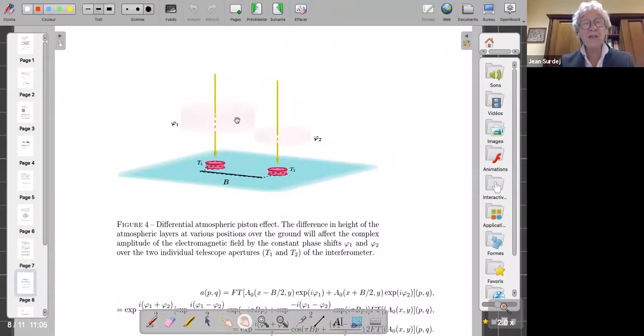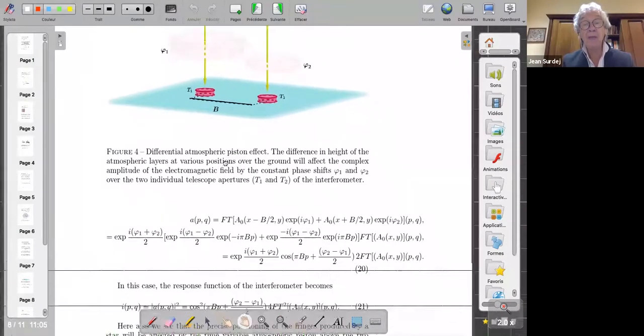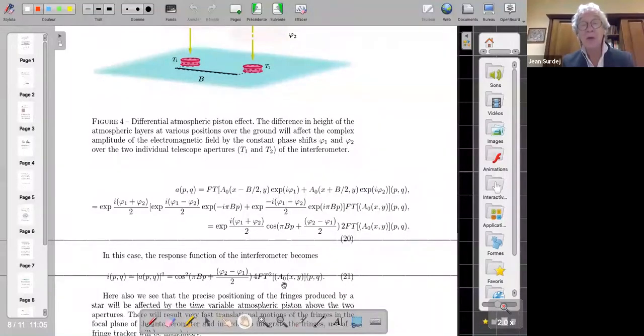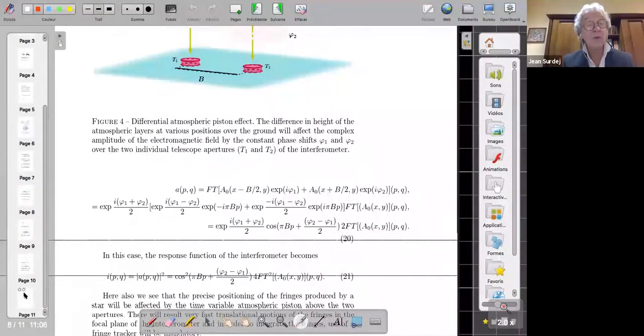Why? Because the thickness of the atmospheric layers above one aperture may still be different from the thickness of the atmospheric layers above the second aperture. This will introduce a phase shift phi 1 above the first aperture and a phase shift phi 2 above the second aperture. In the PDF document, I just took into account this phase shift. The distribution of the complex amplitude in the focal plane is a Fourier transform of the distribution of the complex amplitude in the pupil plane. So in the pupil plane, we bring in these corrections, and then we just proceed.